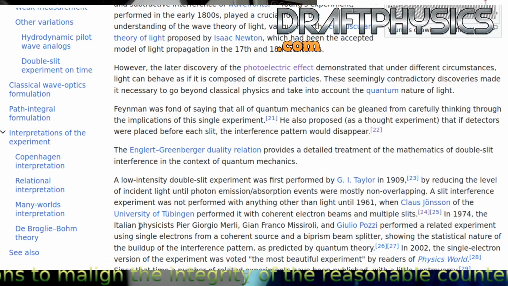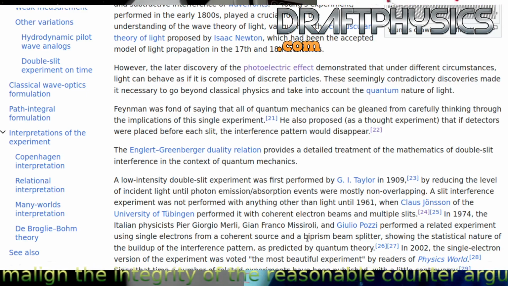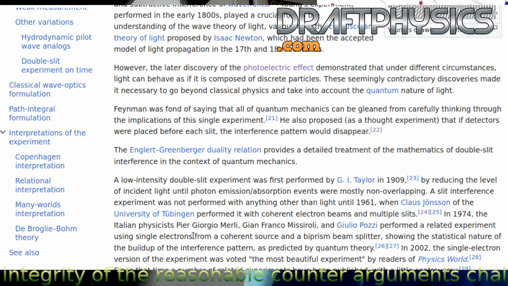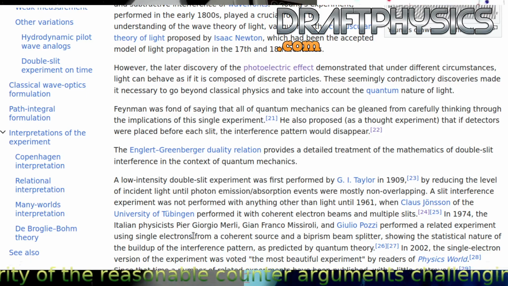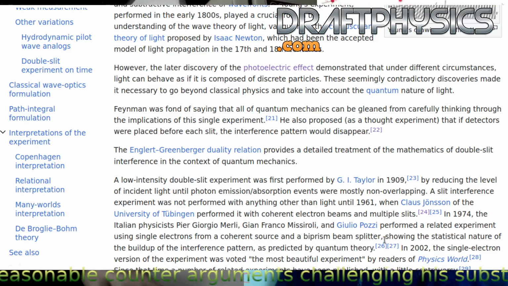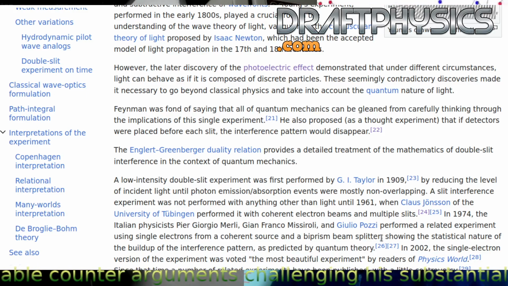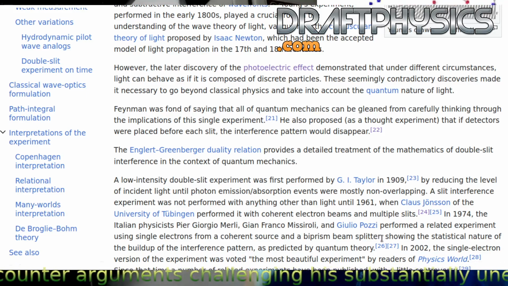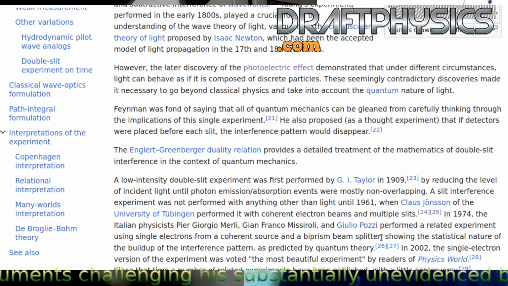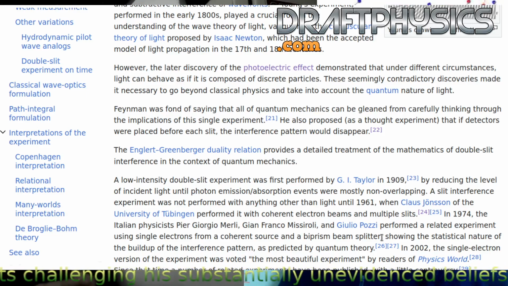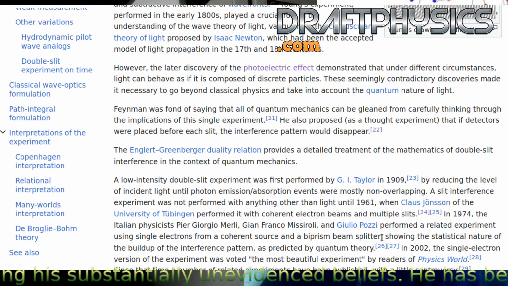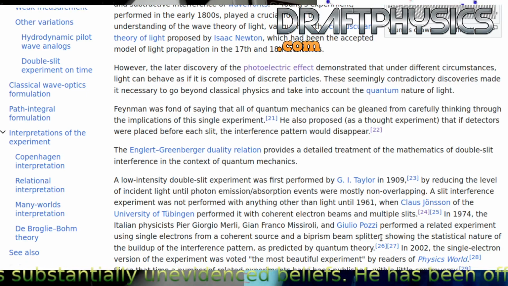In 1974, the Italian physicists performed the related experiment using single electrons. So again, the very idea of creating a single electron is more nonsense. From a coherent source and a biprism beam splitter. So it's nothing like the two slits. It's a beam splitter. So they're claiming that the two paths are the same photons, that somehow those are the same pieces, when it can be clearly understood that the very function of a beam splitter means you are changing the light. The light that's transmitted through is going to be different than the light that reflects.